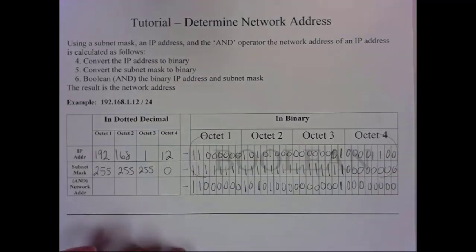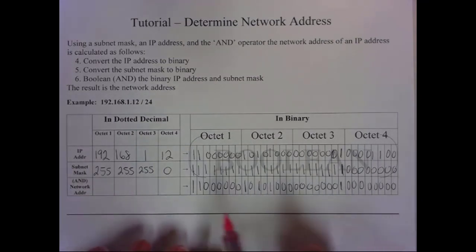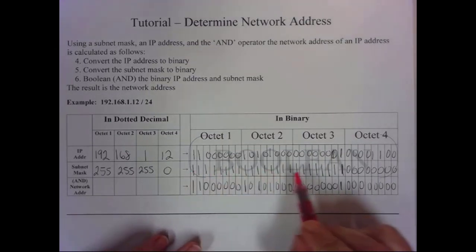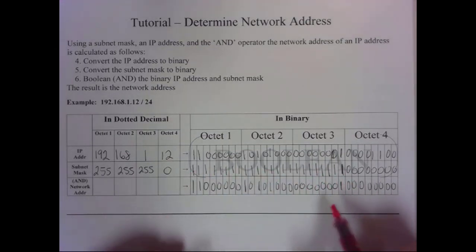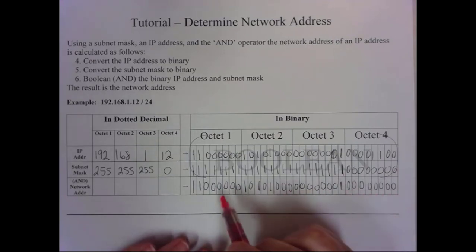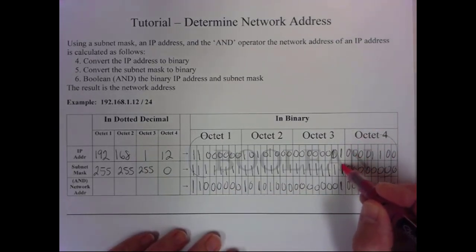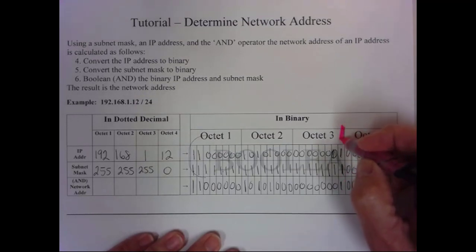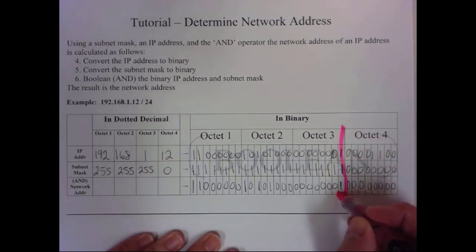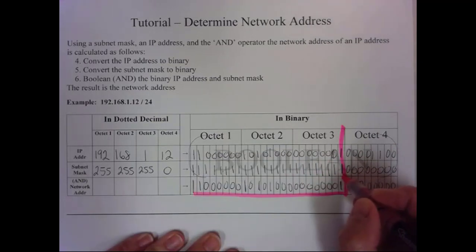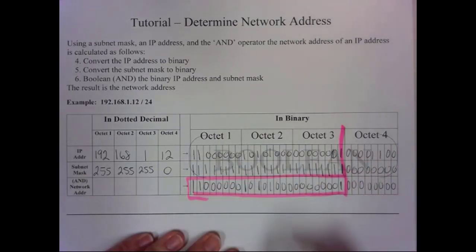Okay, so now what's important is where are the subnet mask bits? Because wherever there's a subnet mask bit, I know that that portion of this resulting address is part of the network address. So here's where my last subnet bit is. So I know that everything over here is part of the network, right? Everything from this point on is the network.